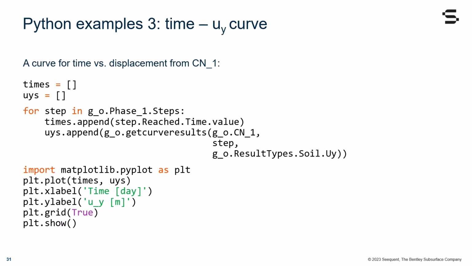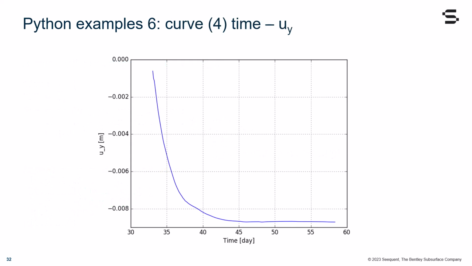Then, to be able to create a plot, I will use the matplotlib module to set up the two axes, the titles, and finally show the plot. And here's the time displacement curve I created with only a few lines of code.